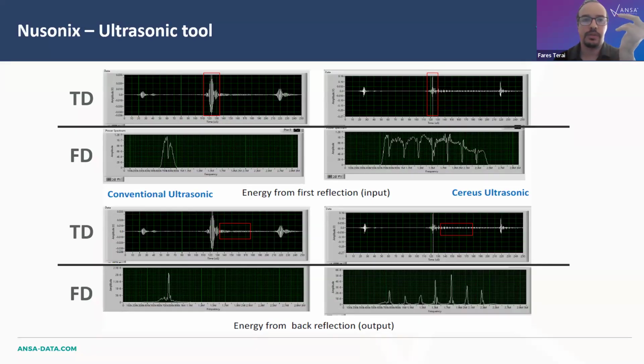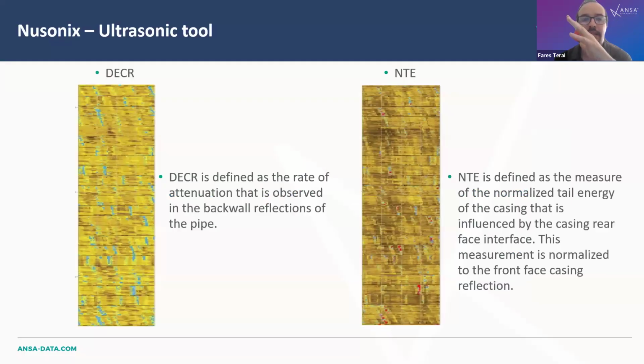If you can give me the next one, Joe, please, so we can see what concretely the Nusonix gives us. It actually gives us a couple of options to play with for the cement interpretation. We do have on the right-hand side the NTE map, which is the normalized tail energy. And it is, I would say, the conventional method to do things. It's largely used by most of the tools out there in the market.